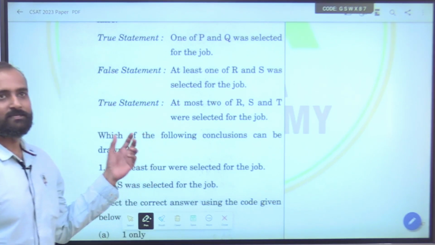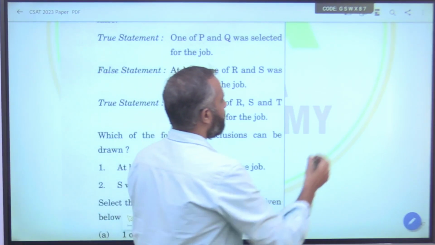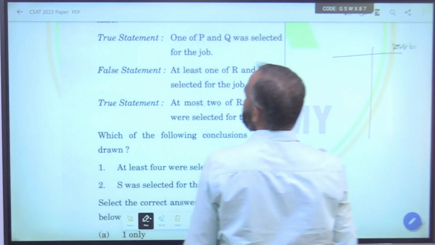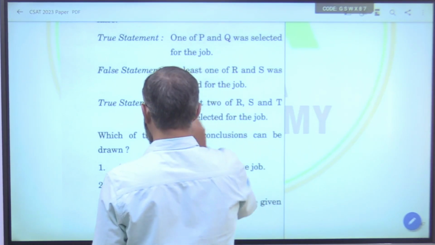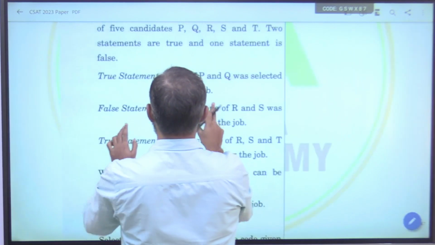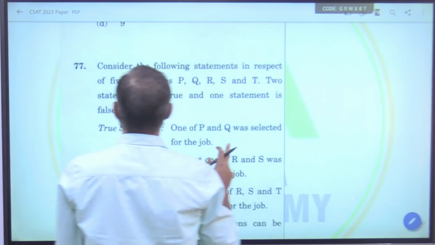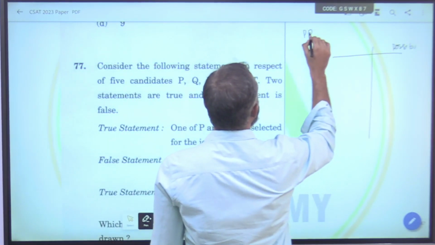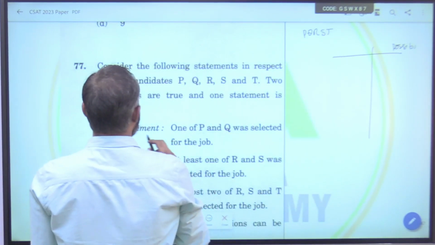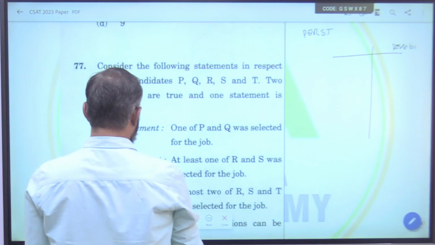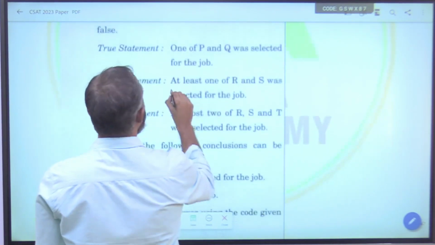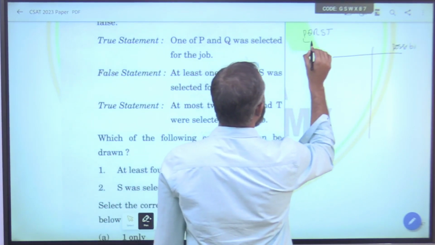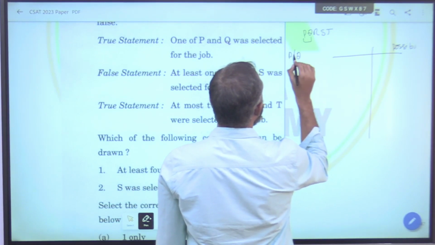In true or false statements, convert everything to true and see with possibilities. Okay. Now, consider the following statements in 5 candidates: P, Q, R, S, and T. Okay, there are 5 candidates: P, Q, R, S, and T. 2 statements are true and 1 statement is false. Okay. True statement is one of P and Q. So one of P and Q is selected for the job.